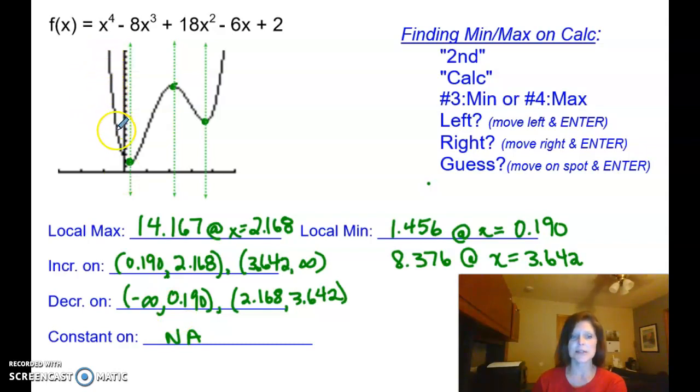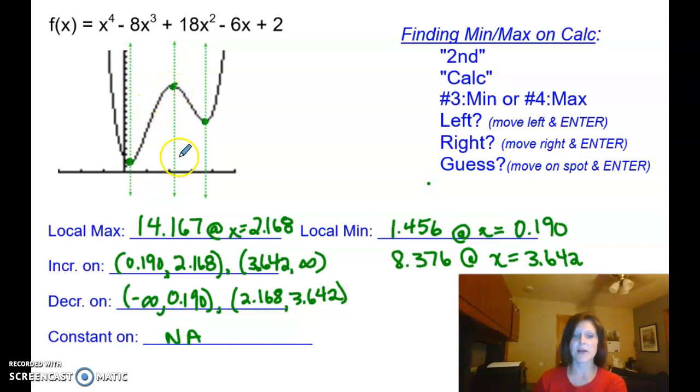So this initially is decreasing. Where are we coming from? We're coming from negative infinity until we get to this value here. Well, that was our first minimum, and that x value there was 0.190. So I'm going to have decreasing from negative infinity up to that x value, and then from 0.190 until I get to this high spot, we're going to be increasing. That high spot occurred at x equals 2.168. So I'm increasing from there to there.